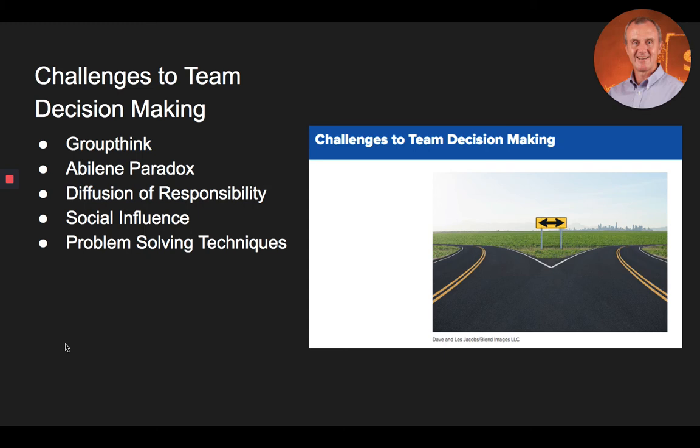Now, several techniques can be used to aid in the problem-solving process. These include brainstorming, devil's advocacy, and the Delphi Method. Brainstorming involves team members meeting as a group, either in person or via a teleconferencing platform, to review a problem and to spontaneously generate ideas or solutions to the problem. Once the possible solutions are identified, the team evaluates the alternatives to come up with an acceptable solution.